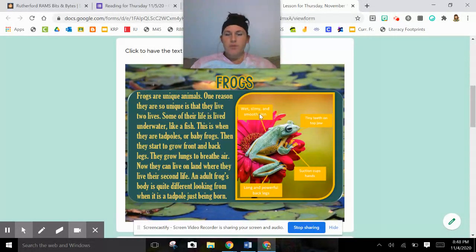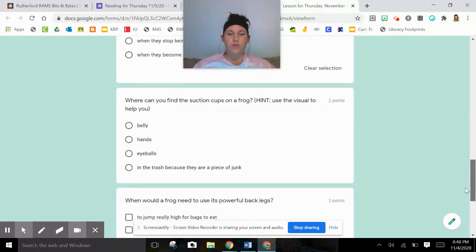So wet, slimy, smooth skin, nothing about suction cups. Tiny teeth on top jaw, nothing about suction cups. Long and powerful back legs, nothing about suction cups. Suction cup hands. And it's pointing to the hand, so those suction cups are on the frog's hand. So let's go down to that question.